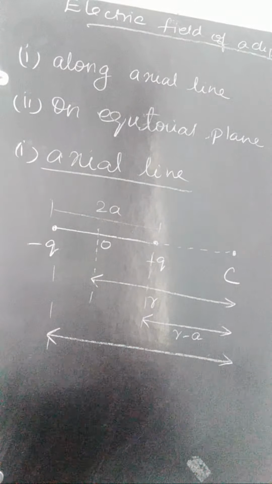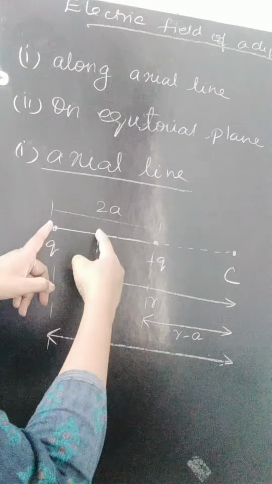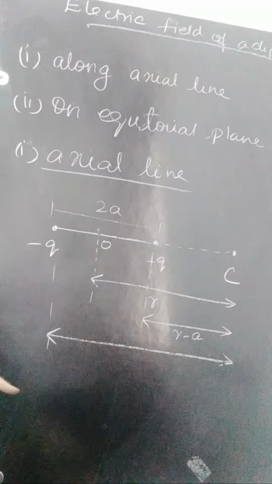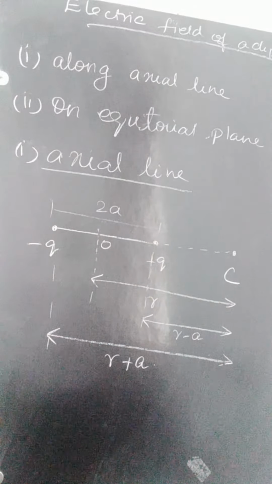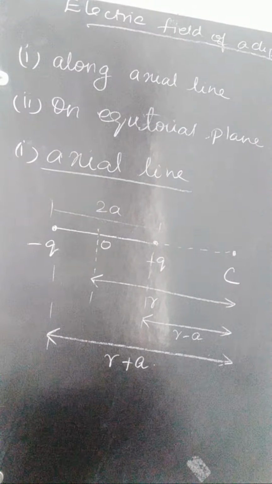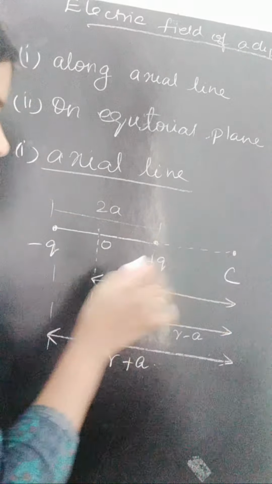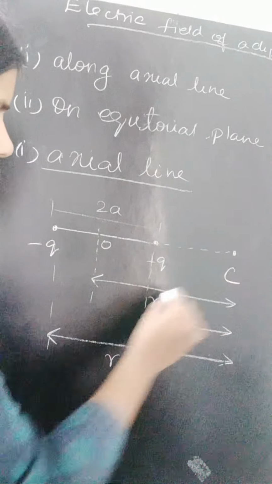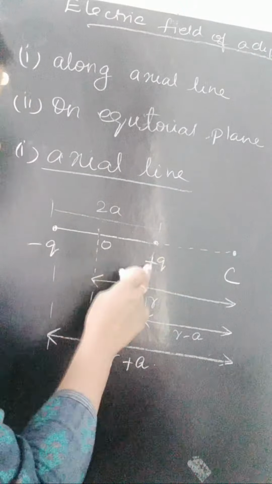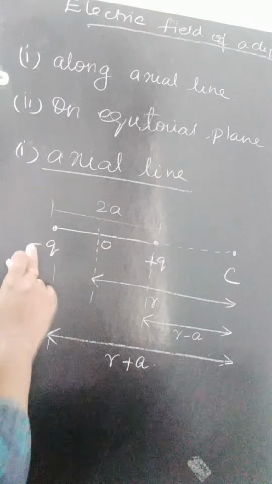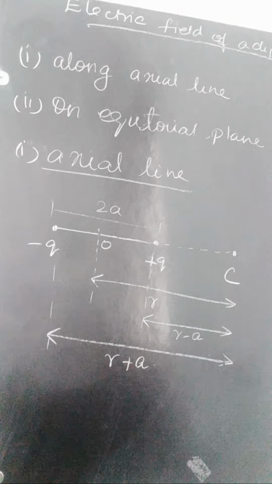And what about this one? This is r and this value is a. So what is the distance from minus q to C? r plus a. You have to mark all these things. Just mark the dipole and the test point C, and from the center, the point C is located at the distance r. Plus q is located at the distance r minus a, and minus q is located at the distance r plus a from the test point.